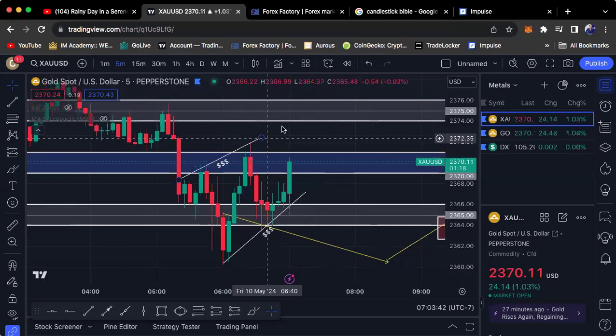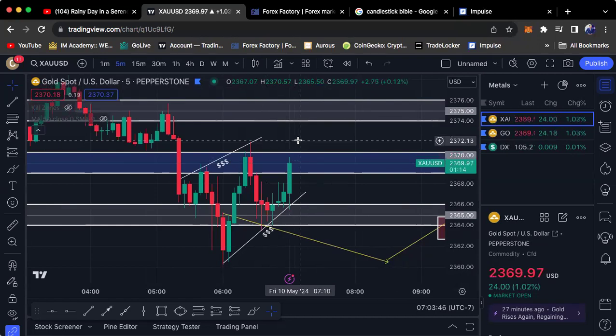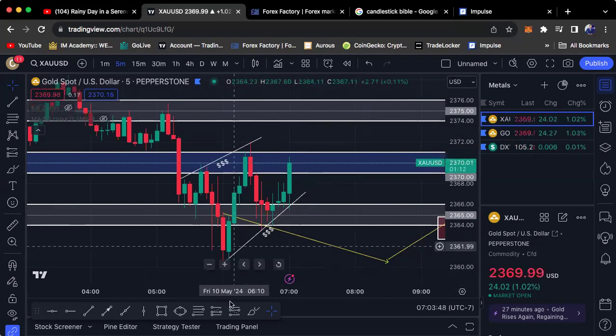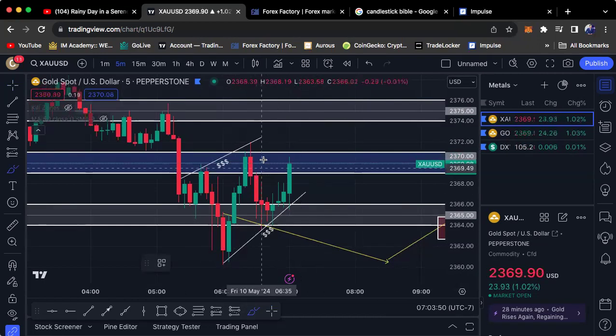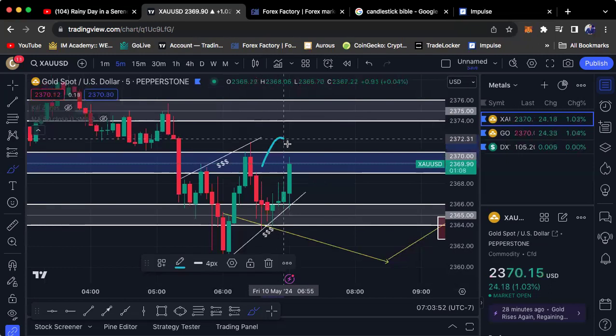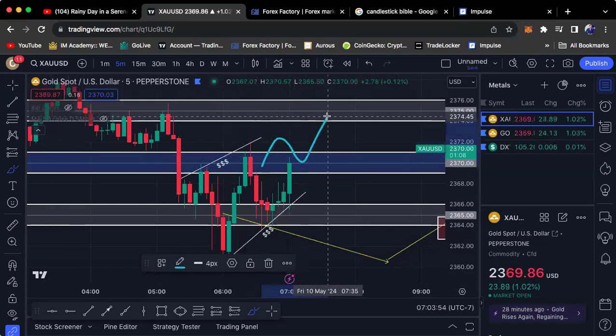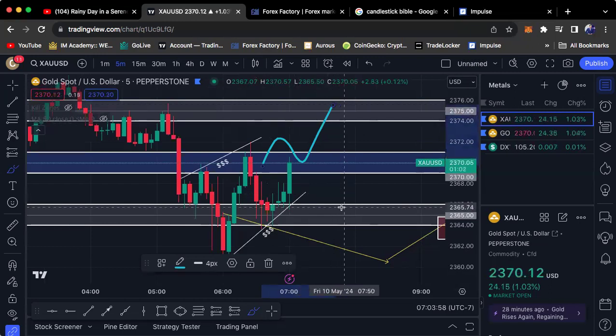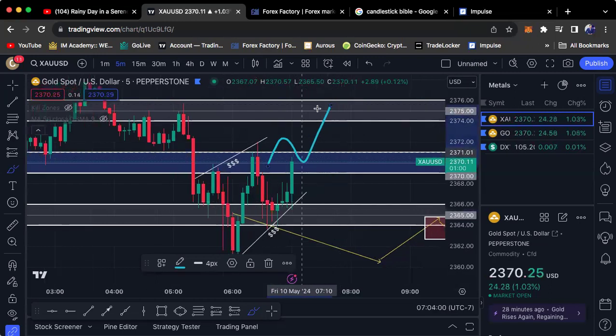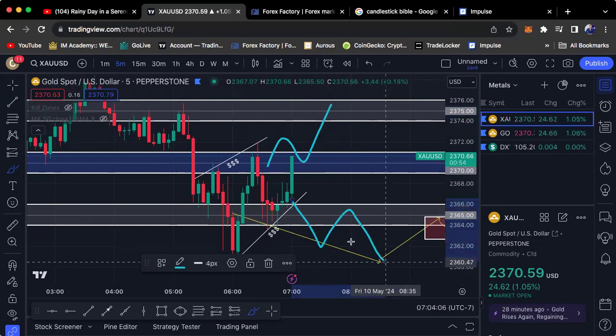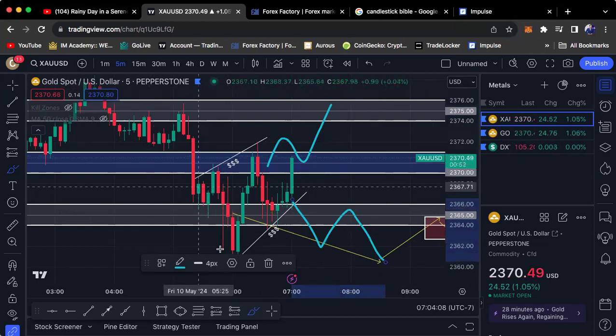I'm waiting for that break of structure. Breaks above here. Break above. Retest. Right, all the way up. This can be a quick scalp move. Or if you want to wait for that to happen, something like this, and wait for that. But I'm not trading during this.